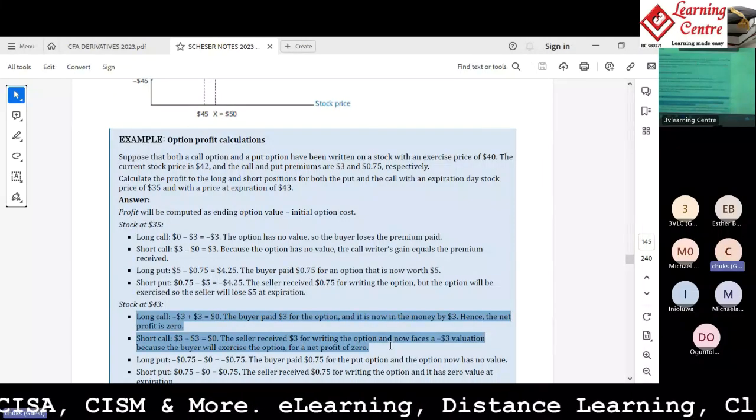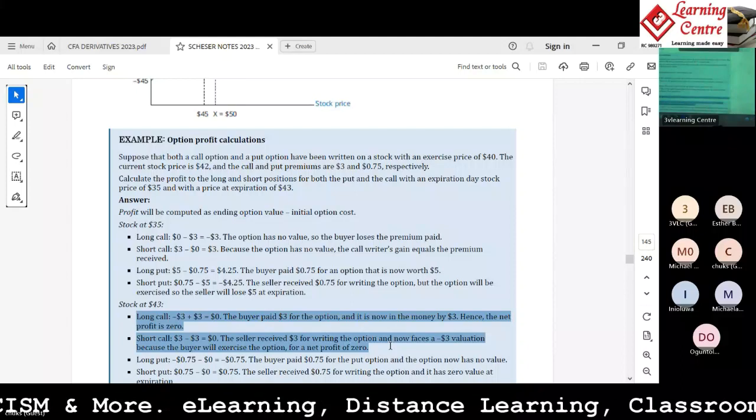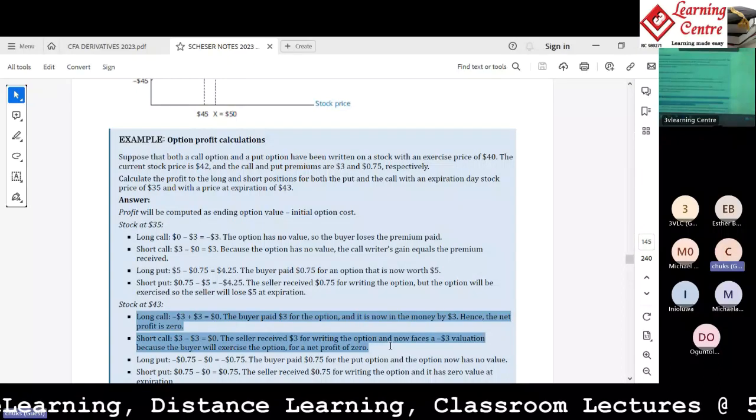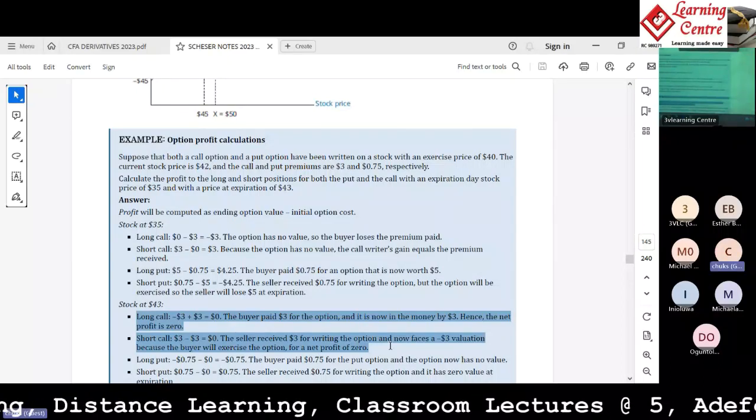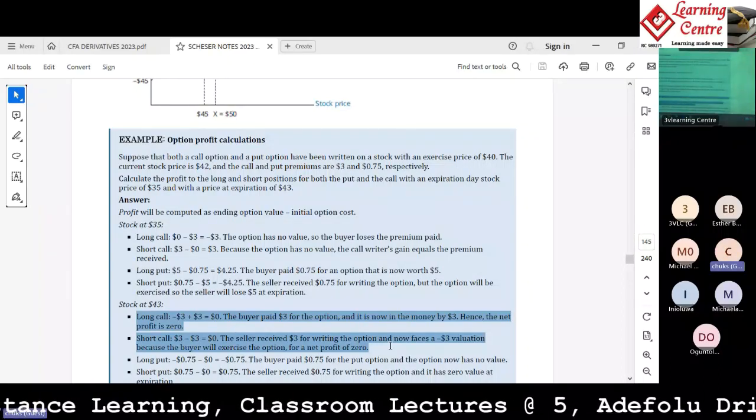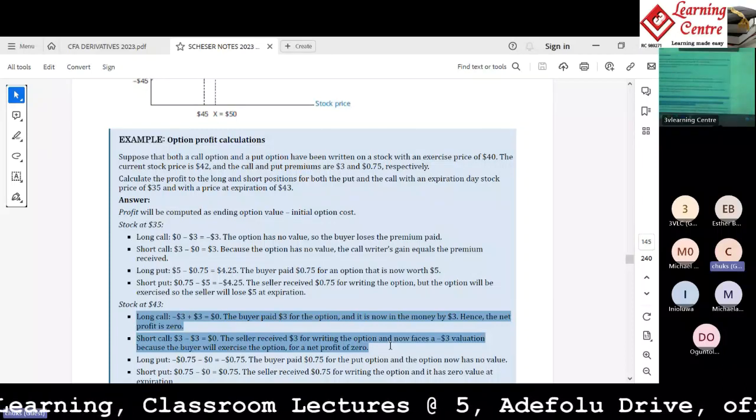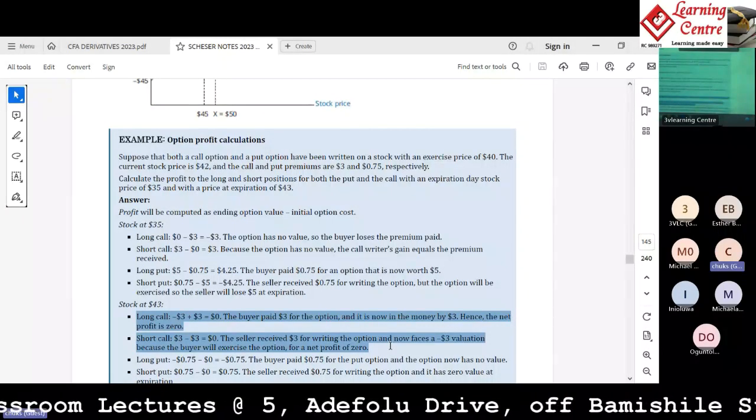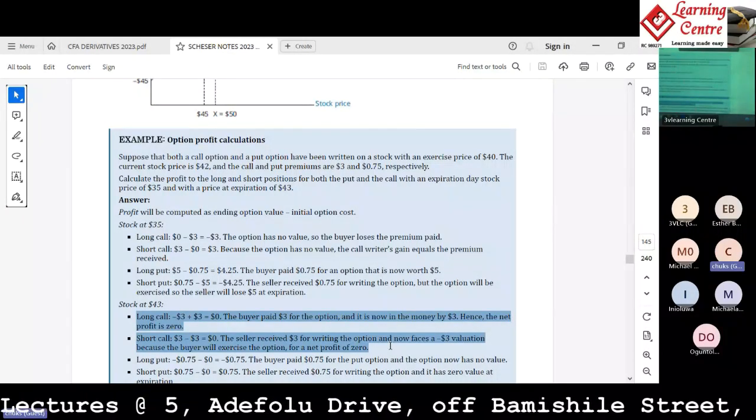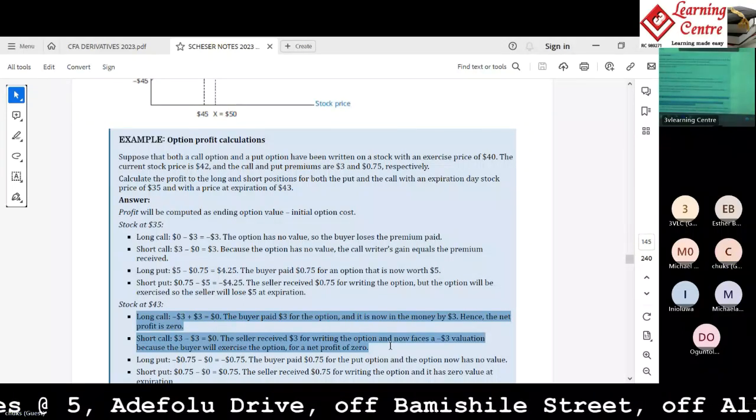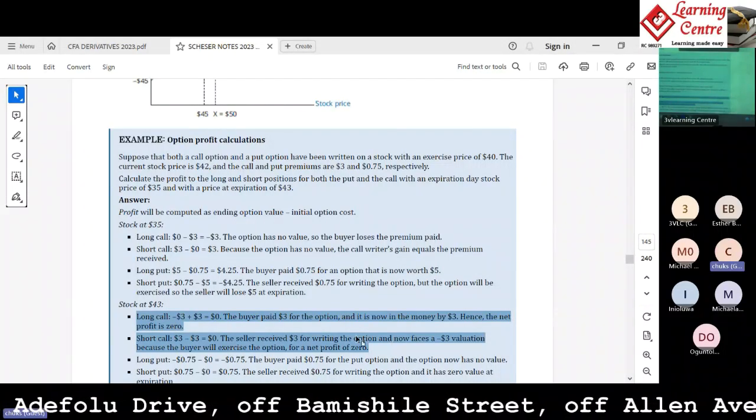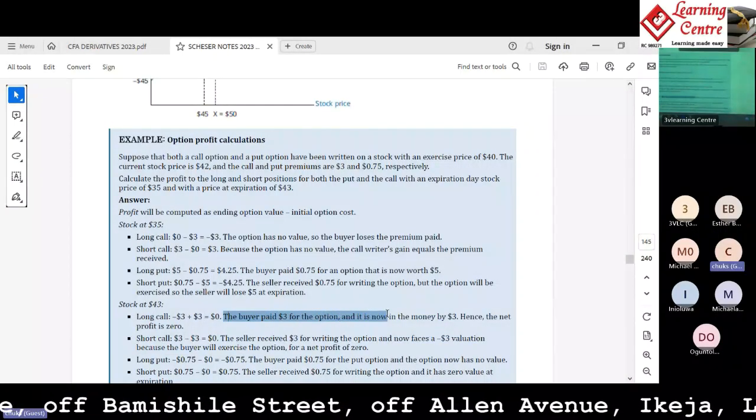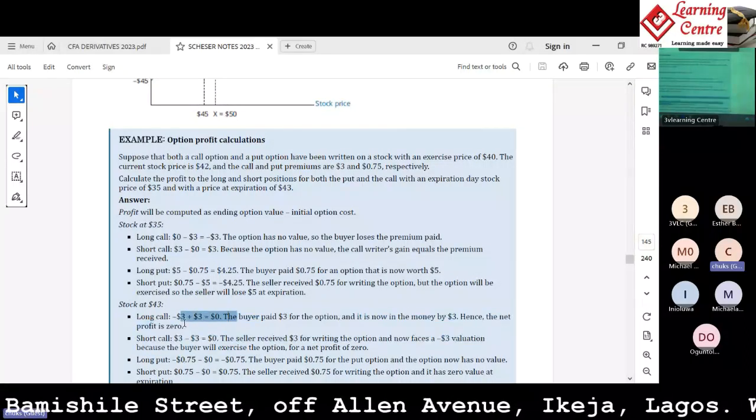Right? So I will exercise that option. But my cost in that option is $3, which is the premium I have paid. So I'm gaining $3 between the 40 and the 43, because the price I should have bought at in the market is $43, but now I'm buying at $40. So I've gained $3. That's a benefit to me that bought the call. But if you remember, I paid $3 in the beginning. So $3 minus $3 will give me 0. So that's what this is saying: the buyer paid $3 for the option and is now in the money by $3. Hence, the net profit is 0.